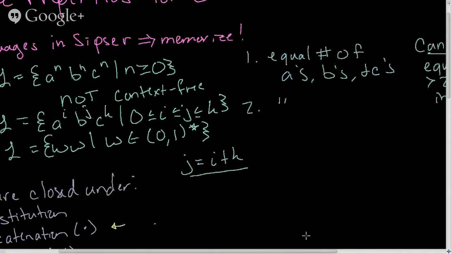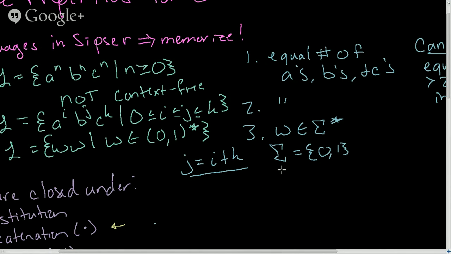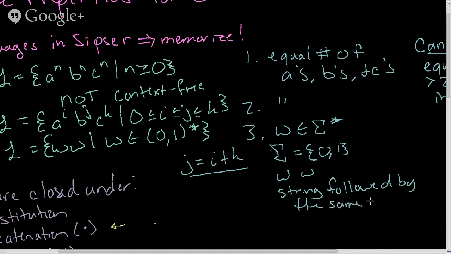So number 3 is saying you have some W, which is in sigma star, and sigma is going to equal 0 and 1. And you just want to repeat that W. So you have W followed by W. And they need to be the same thing. So you have some string followed by the same string. And we proved this with the pumping lemma, that this is not context-free, because if you start deleting things out of this W and you can't delete them out of this W, then you're running into problems, or vice versa. You may have some issues with that.